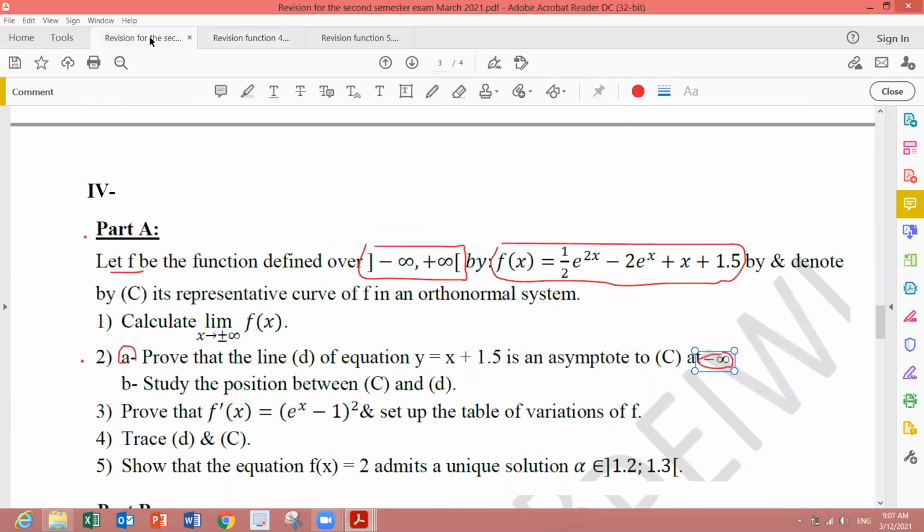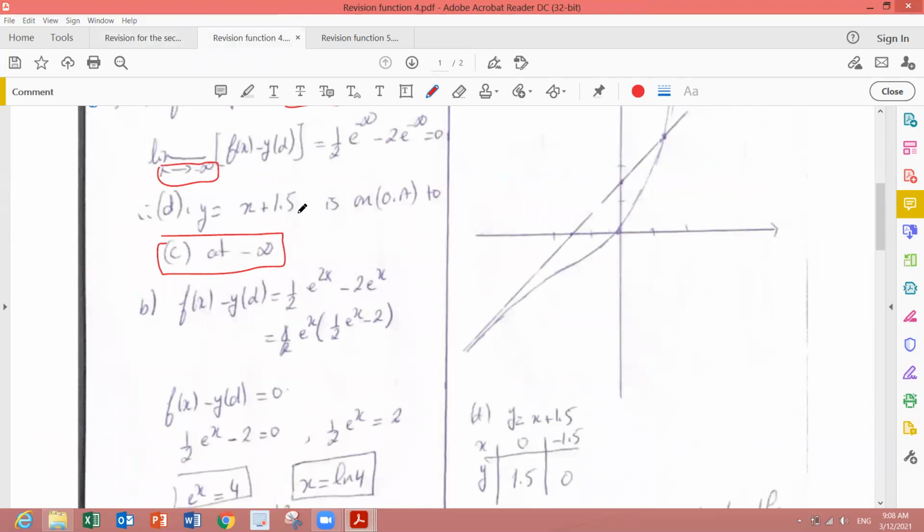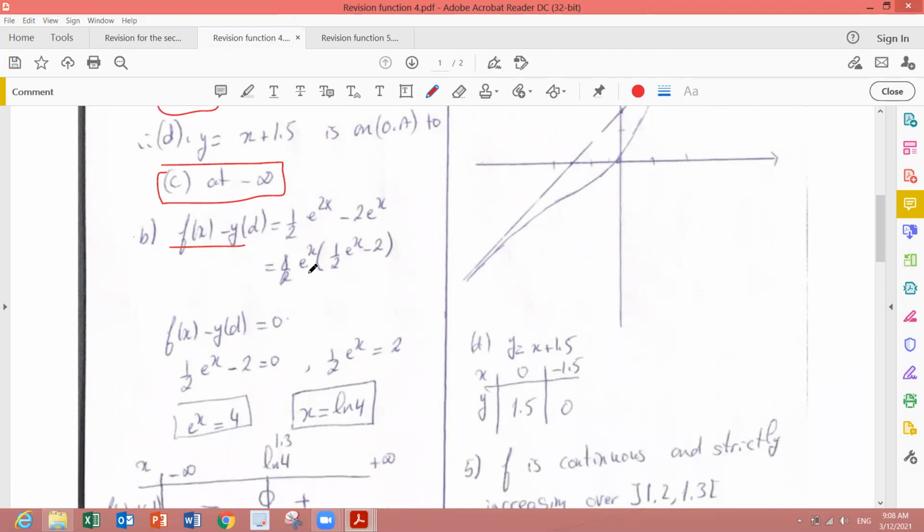Part B. The question is, study the position between C and D. To study the position between C and D, we have to study the sign of f of x minus y of D. F of x minus y of D is half e power 2x minus 2e to the x. I take e to the x common, then remains half e to the x minus 2. E to the x is positive, so I don't take it.